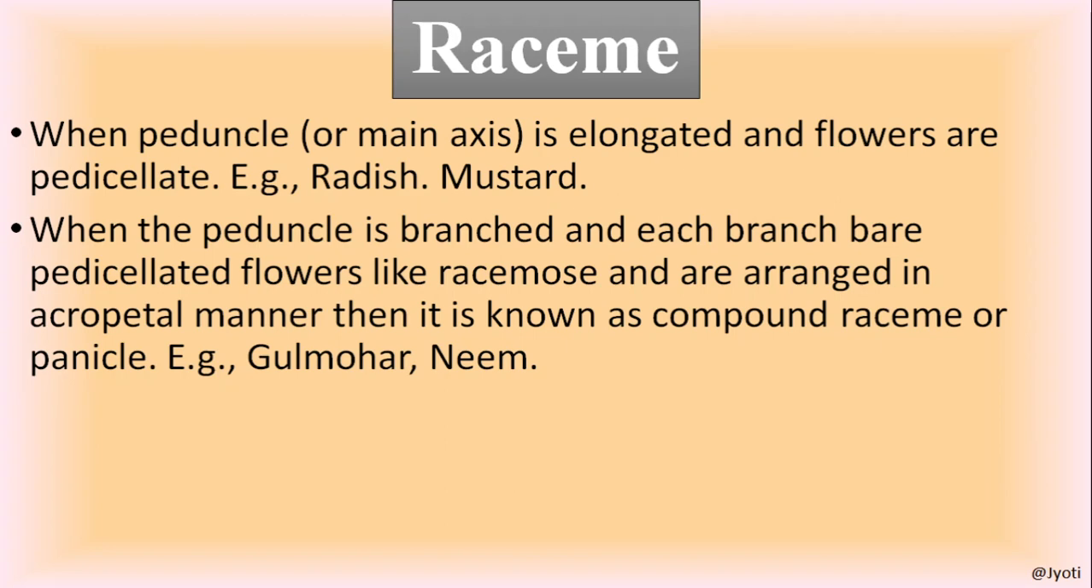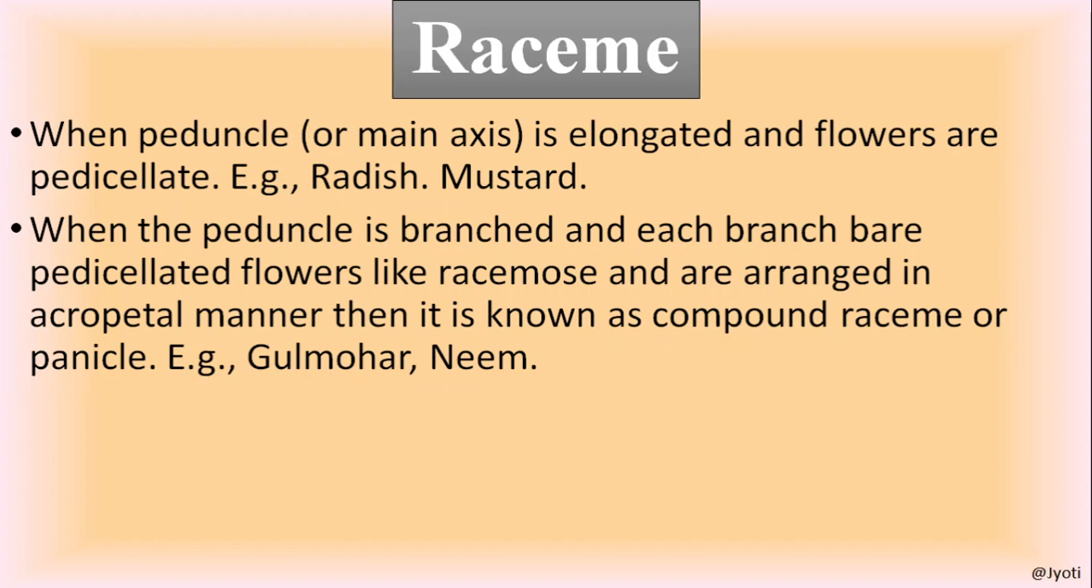So the first one is simple raceme, simple and compound raceme. So here the peduncle or the main axis is elongated and flowers are pedicellate. That means the flower has a stalk. Each and every flower has a stalk. The stalk of the flower is called pedicel. So when the pedicel is present, then the flower is called pedicellate flower.